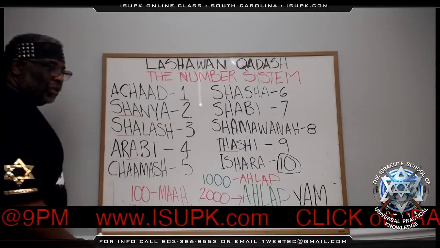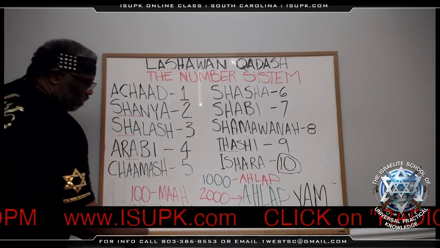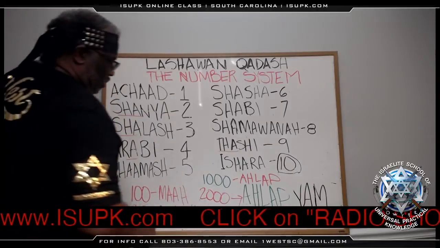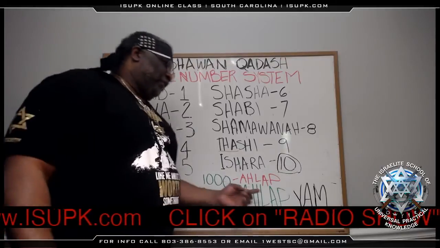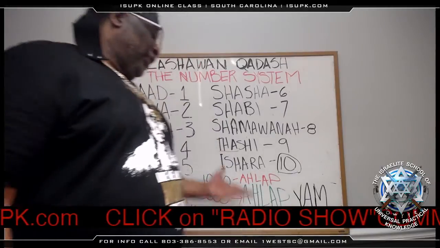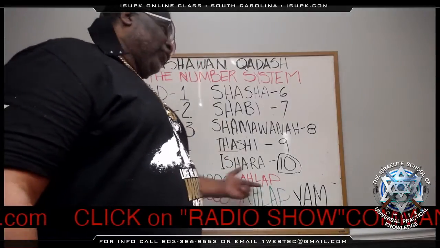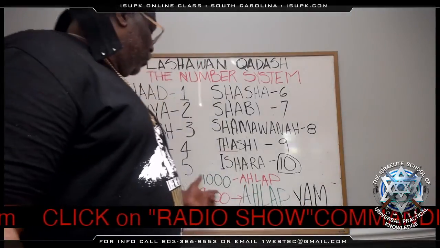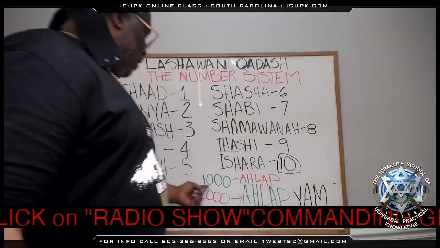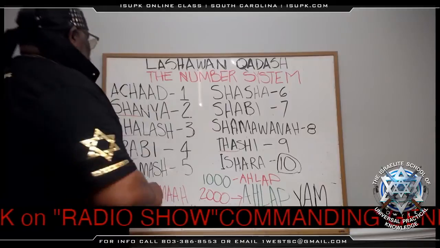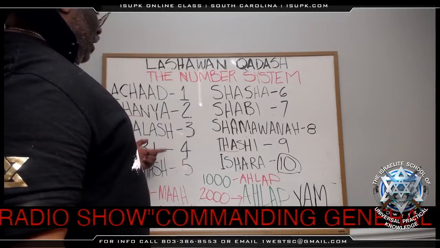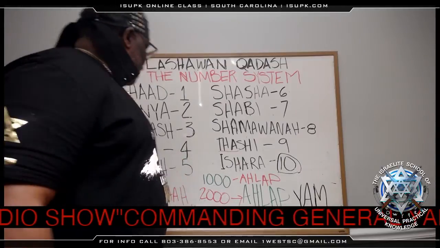If you want to write 200, it's Maya Yum. Put a yum on the end. Maya Yum. And of course, if you want to write 1,000, it's Alap. Of course, there again, you don't say Alap to get 2,000. It doesn't make sense. Just put a yum on the end. Alap Yum for 2,000. And 3,000, of course, will be Shalash Alap Yum.